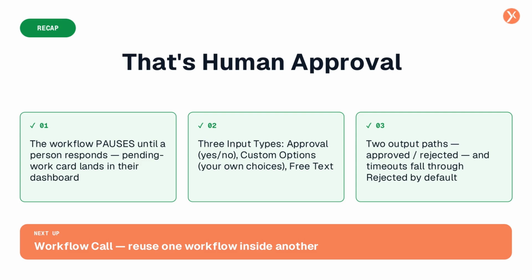That concludes our look at human approval. Remember, it pauses workflows for human input, offers 3 distinct input types, and routes decisions through approved or rejected paths. This ensures critical human oversight where it's needed most.